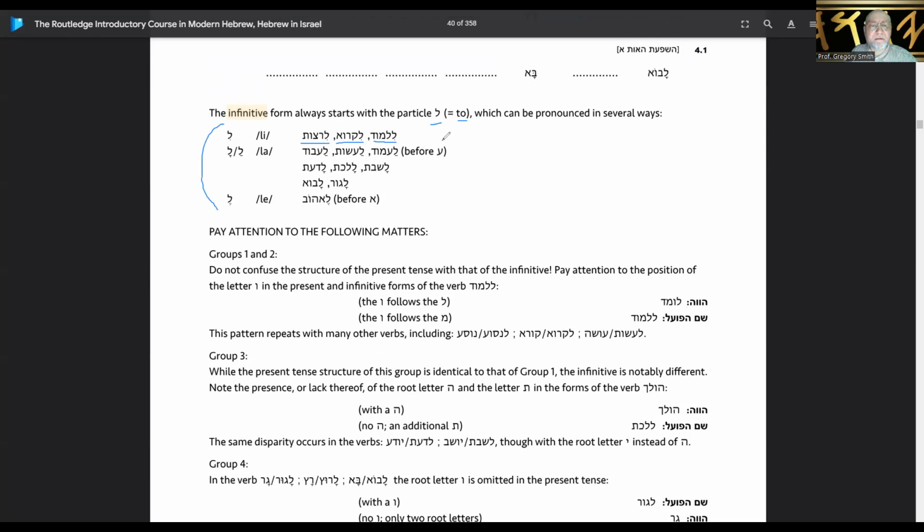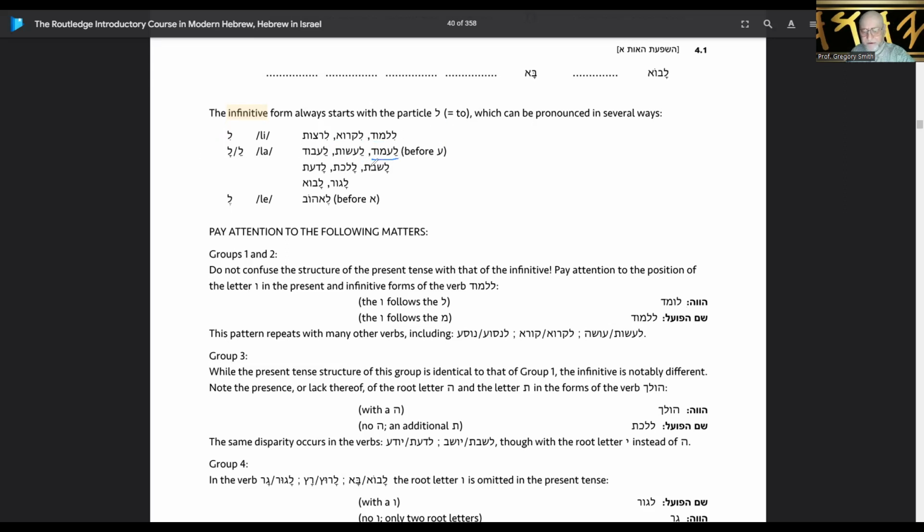Now, whenever you have some of these guttural letters, there are some variations. We have an ayin here: la'amod, la'asot, and la'avod. So we have these nikud, these vowel pointings. We have kametz, and we have patach. And these are the sounds.